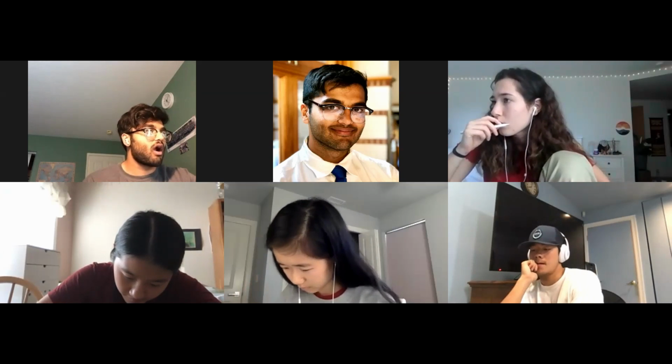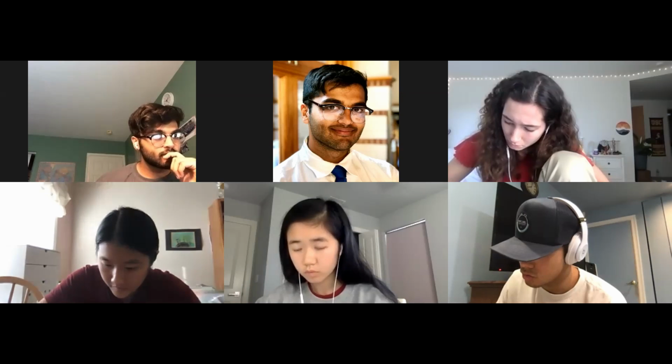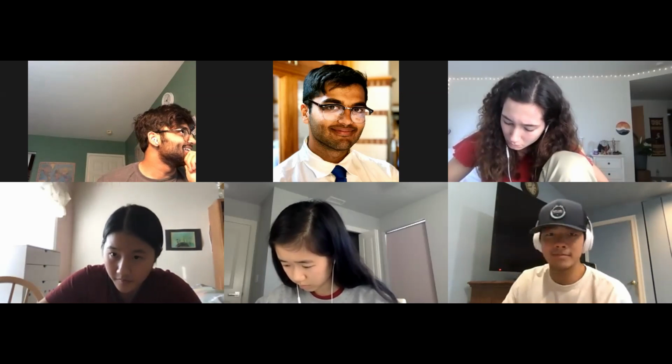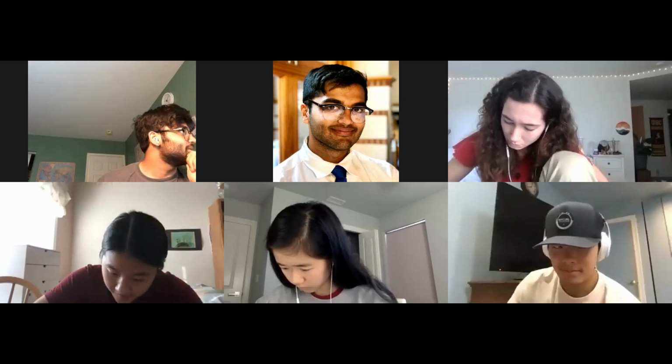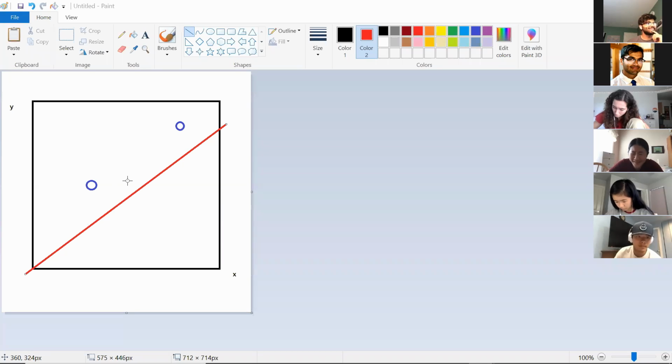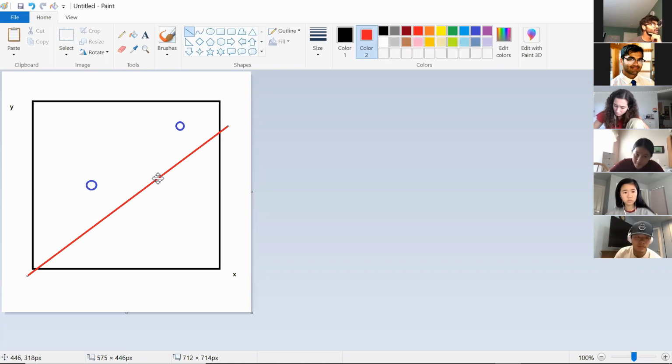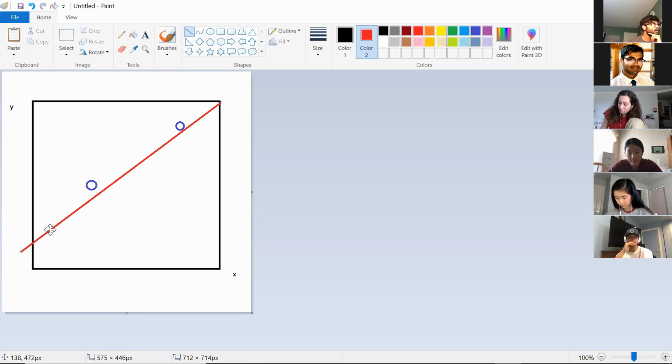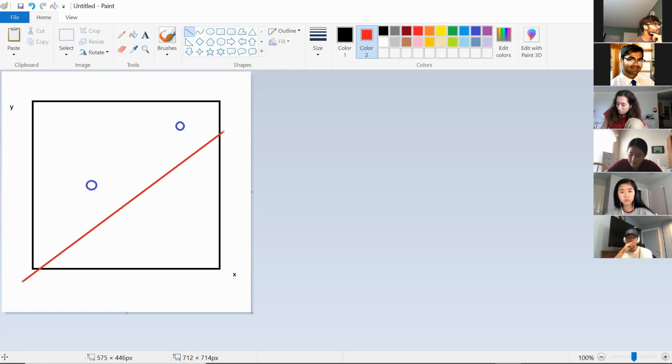Okay, I whipped something up. I'll show off my Paint skills a little bit. Can you see this? All right, so this is one mx plus b term. Let's say these are the two data points that you're trying to fit it to. As you can see, the slope is perfect, but you just want to shift this whole thing up, or down. I hope my Paint skills helped.